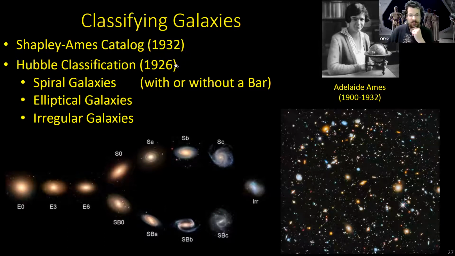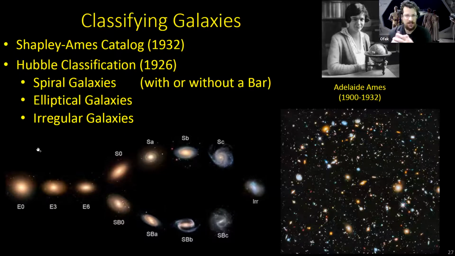For example, under the Hubble classification, recorded here on the left, there was this distinction between at least three types of galaxies: spiral galaxies, like our own Milky Way, like Andromeda. These spiral galaxies can either have a bar in the middle or not have a bar at the center. And elliptical galaxies on the left.